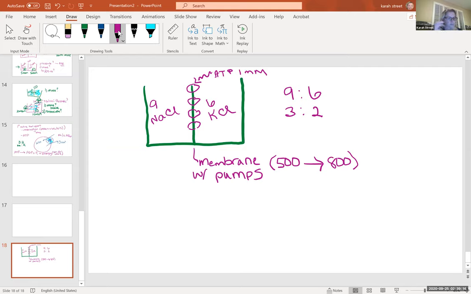Okay. So we had 1 millimolar ATP and we had our 3 to 2 ratio. And we were able to move our sodium from one side to the other and our potassium from one side to the other. That's fine. Everything moved to completion. So that was experiment number one. Experiment number two was asking the question, what will happen if we add more ATP?